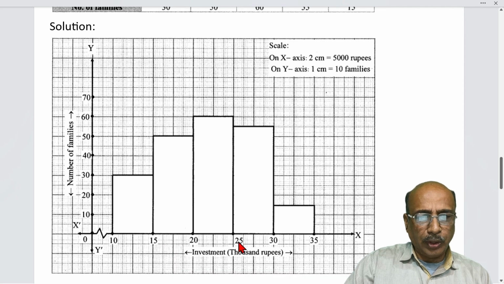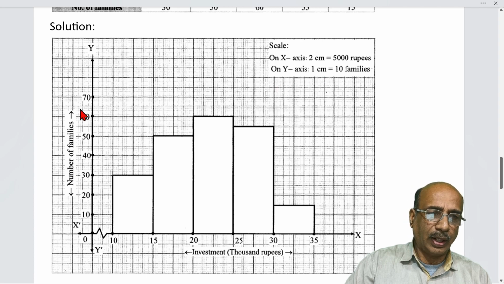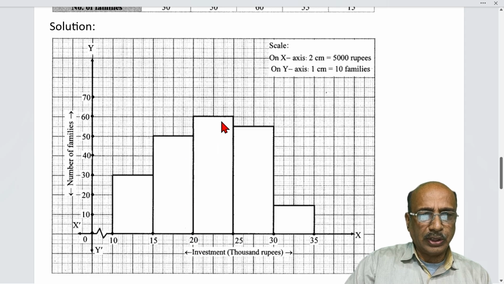Then 15 to 20, 20 to 25, 25 to 30, 30 to 35. Investment in 1000 rupees is already given here. So we will write 10, 15, 20, 25, 30, 35. Again the crick mark is placed because 0 to 10 starts from here. And on the y-axis, number of families, 1 centimeter equals 10 families. So 10 to 15 is 30, 15 to 20 is 50, 20 to 25 is 60, 25 to 30 is 55, and 30 to 35 is 15.